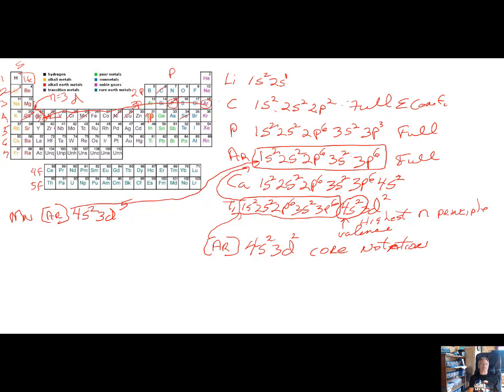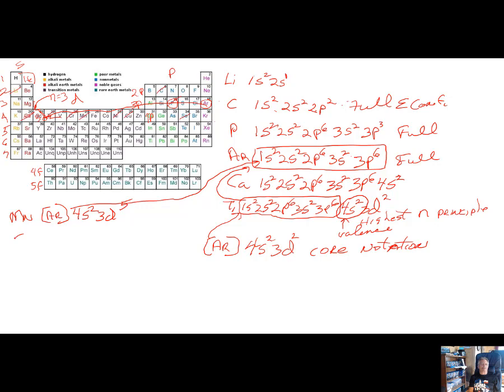Now, let's keep in mind that whenever you get to the transition metals, you go down from n equals 4 to n equals 3. And yes, this would be n equals 4 down here, n equals 5, and so on. Let's move down and do selenium, and I'll save copper and chromium for last. We'll do that on the next slide.